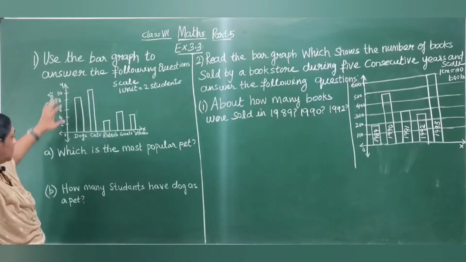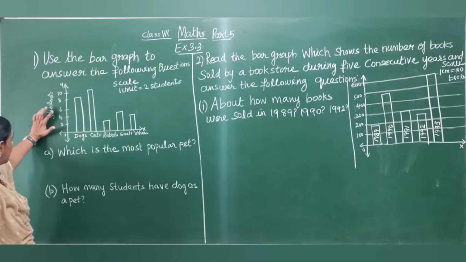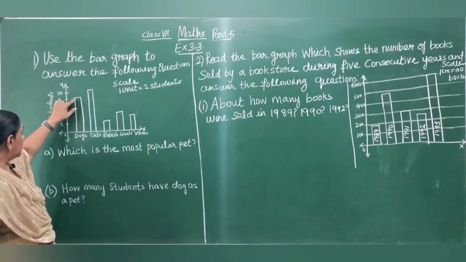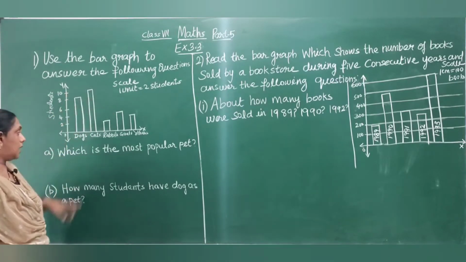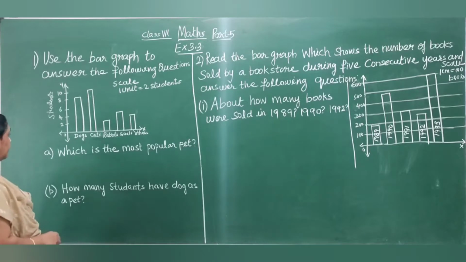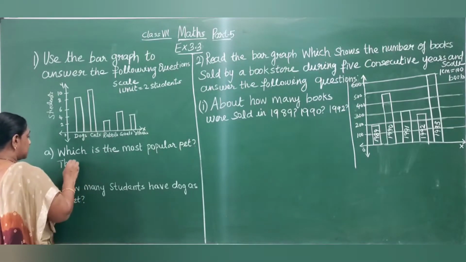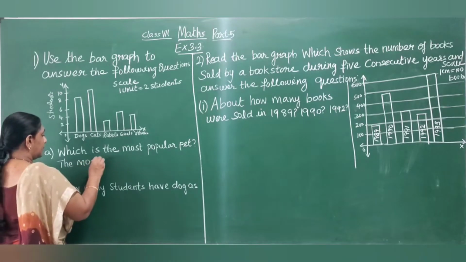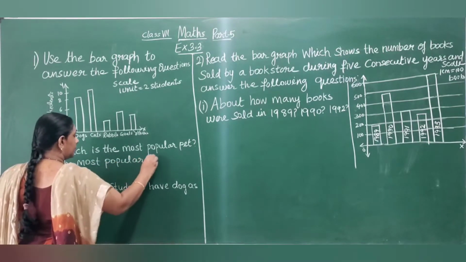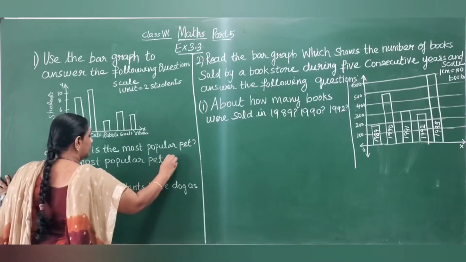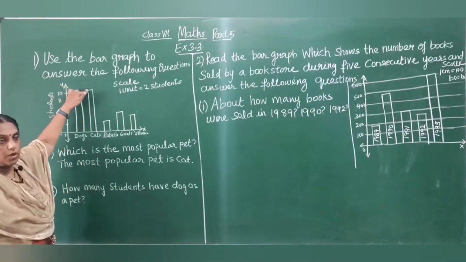Now based on this, which is the most popular pet? See, the most popular pet is cat, because the cat is liked by 10 students.